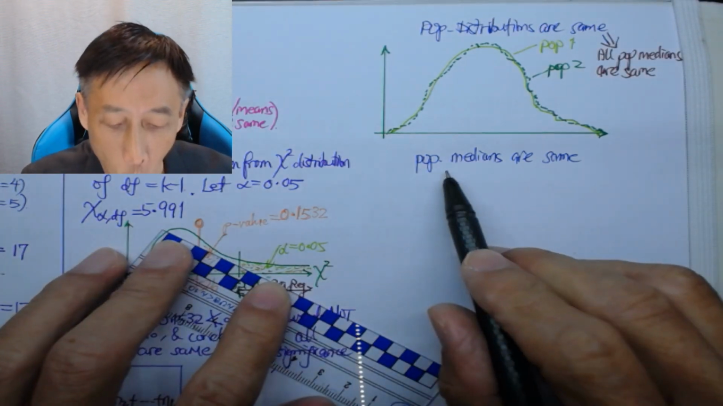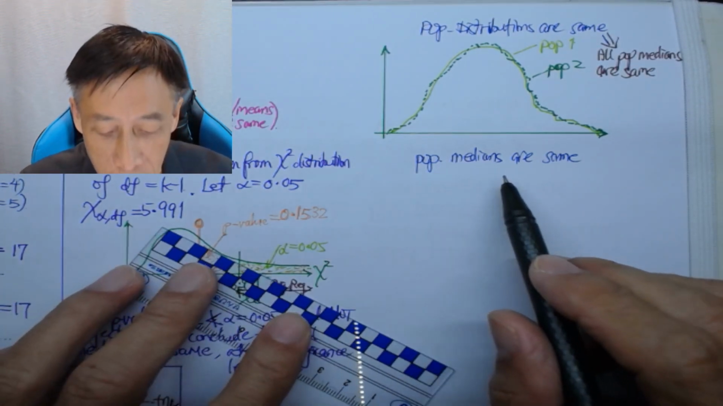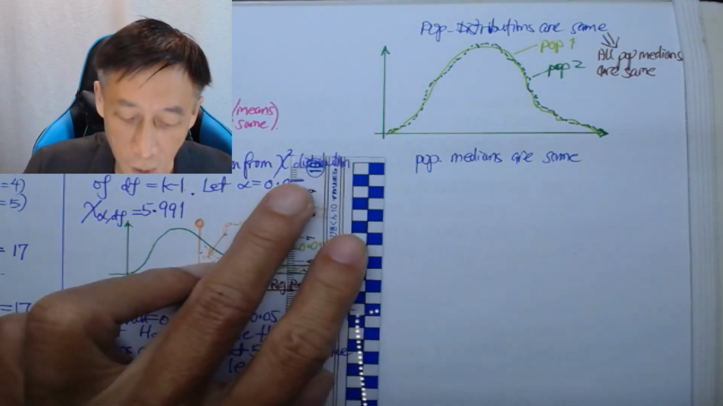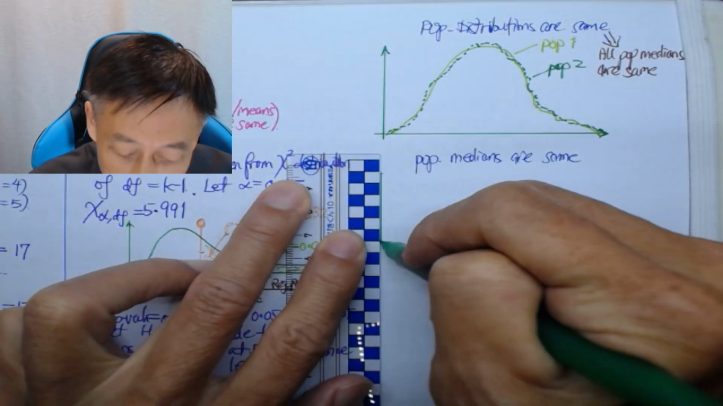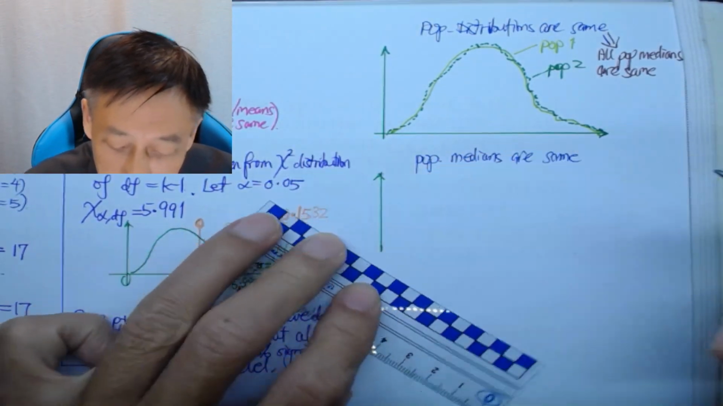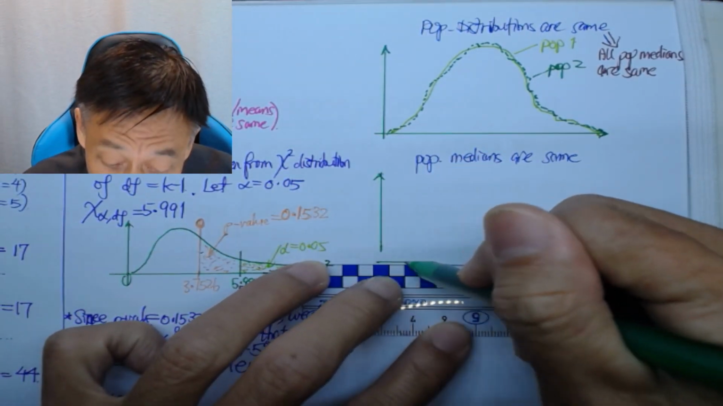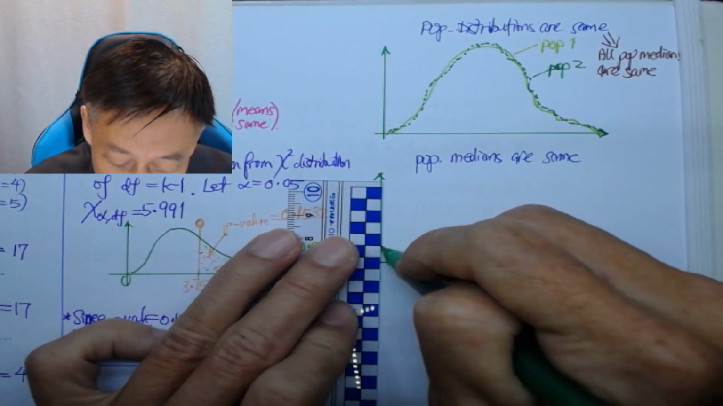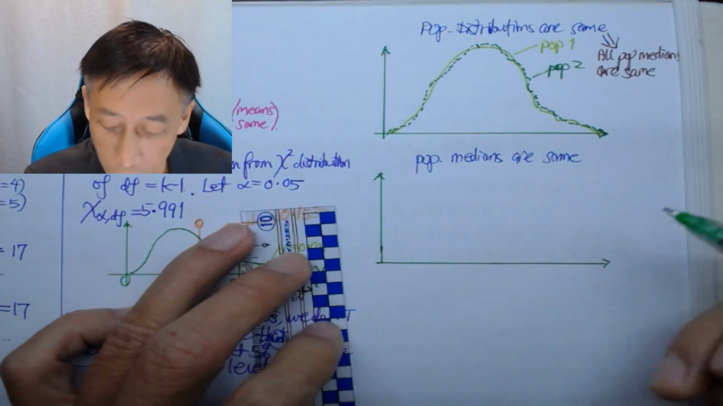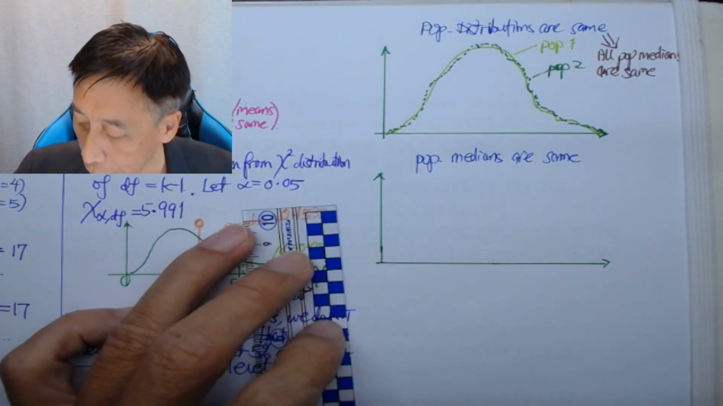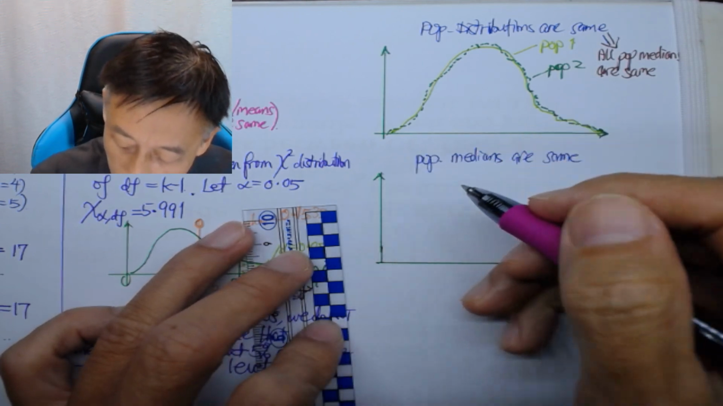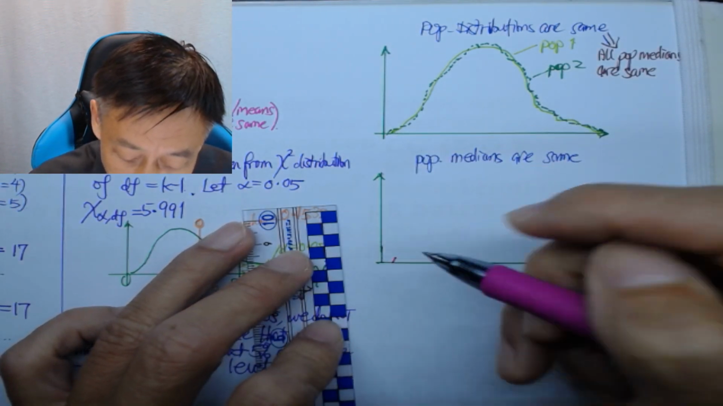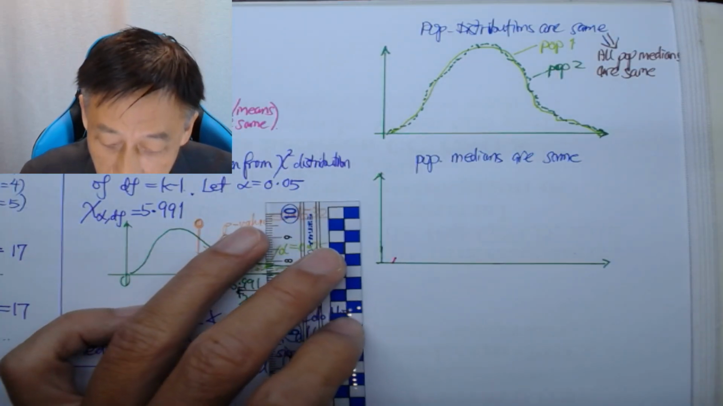Now, the claim that the two population medians are the same does not imply that the distributions are the same. So let's try to draw another chart here, or two population distributions, where we can have one distribution looking like this. First thing first is the medians are the same, right?